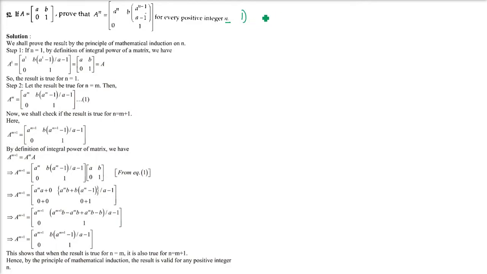First step, we need to prove that this is true for n equals 1. When we put n equals 1, this has to be true. So this is a raised 1, with n equals 1. This will be a raised 1, 0, b into a raised n minus 1. Please remember what you see in the question. It seems like it is a raised n minus 1, but it is not like that. It is a raised to the power n minus 1, divided by a minus 1. So you will just see.